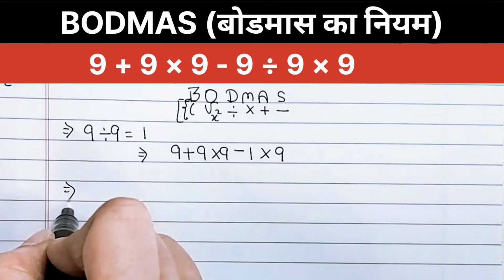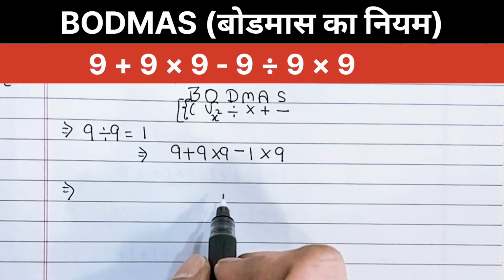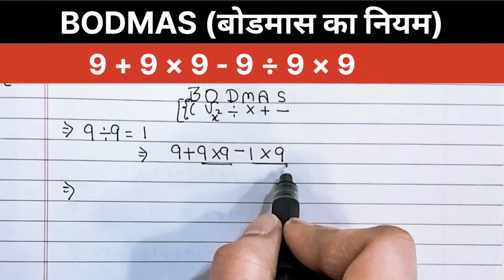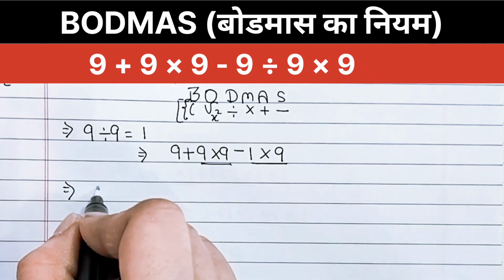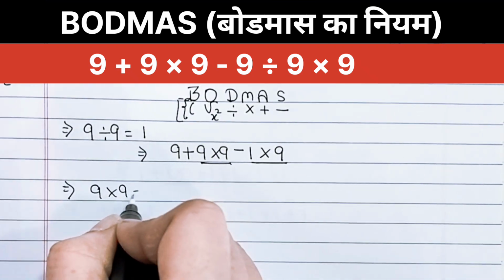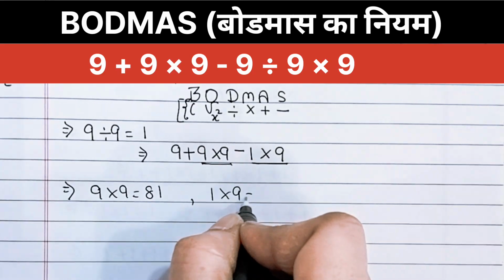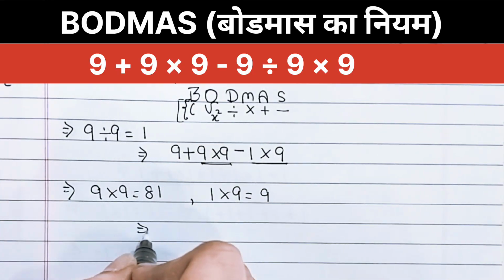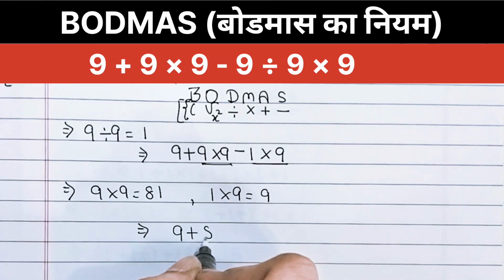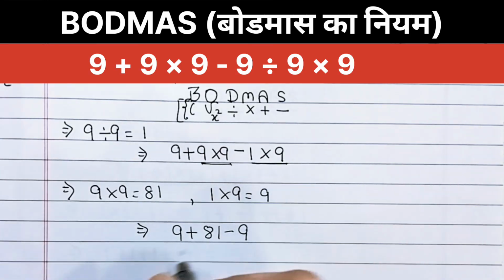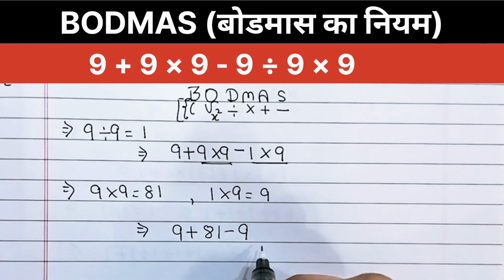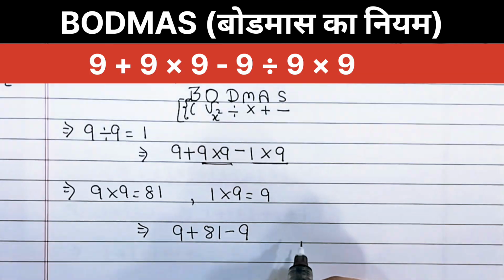Now the second step says multiplication. Next perform the multiplication operation from left to right, as you can see here. So first 9 into 9 is equal to 81, and the second one is 1 into 9 equals 9. So now the expression becomes 9 plus 81 minus 9. According to this step, multiplication follows division in the priority sequence. We simplify all the product terms before moving to sum or difference.